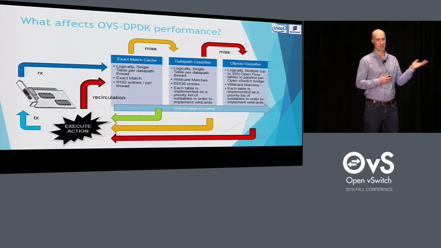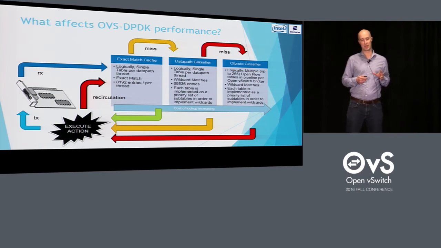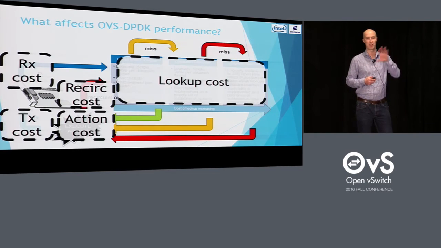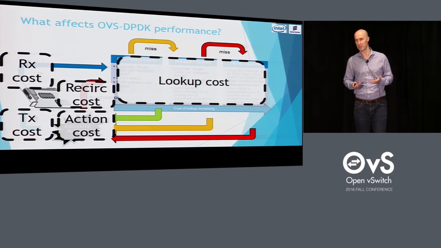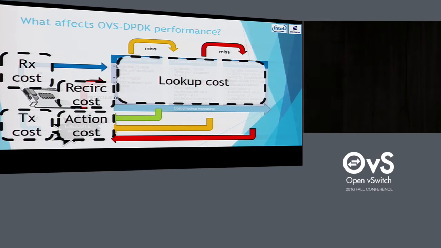You then do a series of lookups in tables to gather actions which tell you what to do with that frame. Then you execute those actions, and then typically you send it out an interface or drop it or something like that. But at each point in this pipeline, there is a cost associated with that activity. And that cost is measured in cycles. And if you add up all those cycles, you get the overall cost in cycles for handling a single packet, and that gives you an indication of what the performance for a particular use case is.